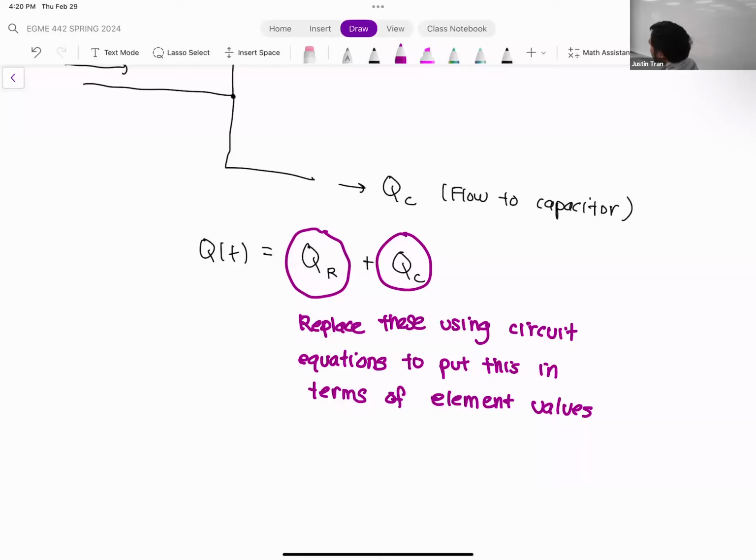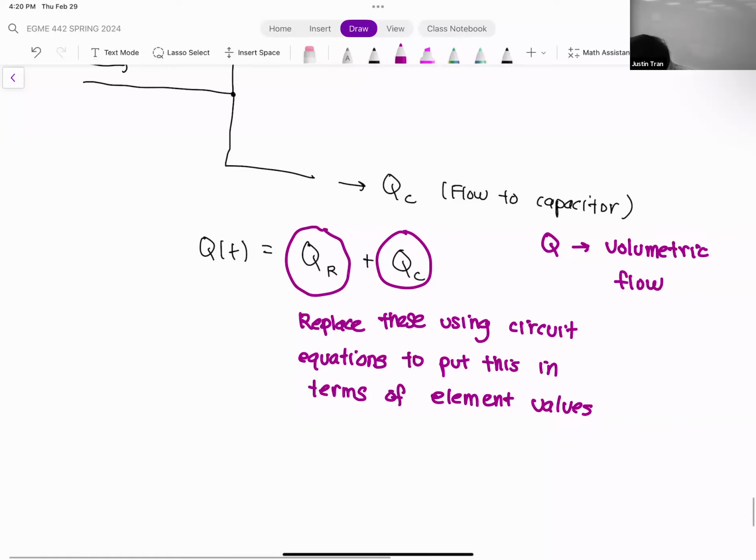All right, so we want to factor those in because QR, QC right now are kind of unknowns, and so they're kind of mysterious. This is in terms of volumetric flow rate? Exactly. Yeah. All these Q's here represent volumetric flow rate.